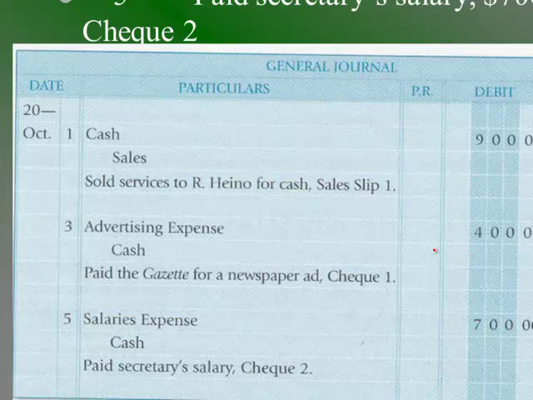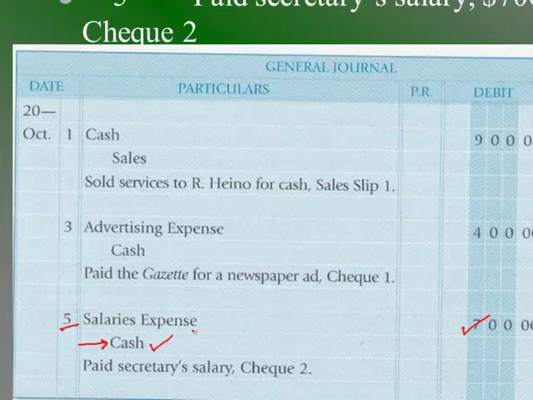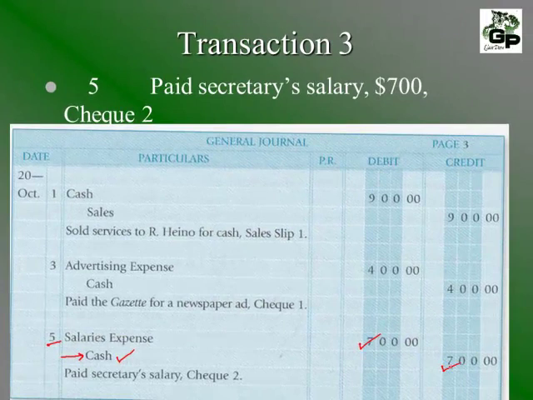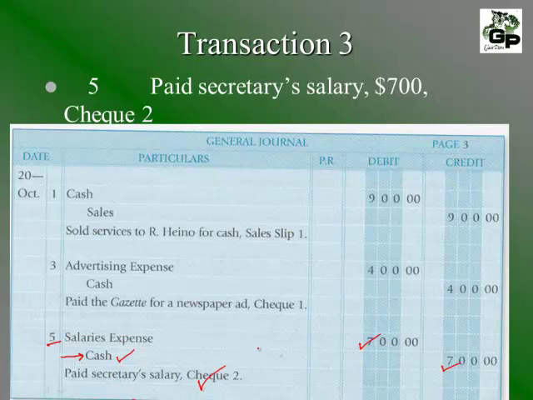The third transaction, on the 5th, involves salaries expense, $700 in the debit column, indented for the credit account, which is cash, $700 in the credit column. Paid the secretary's salary with check number 2.